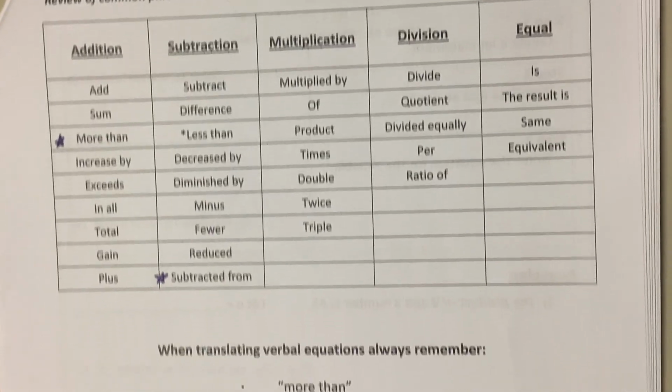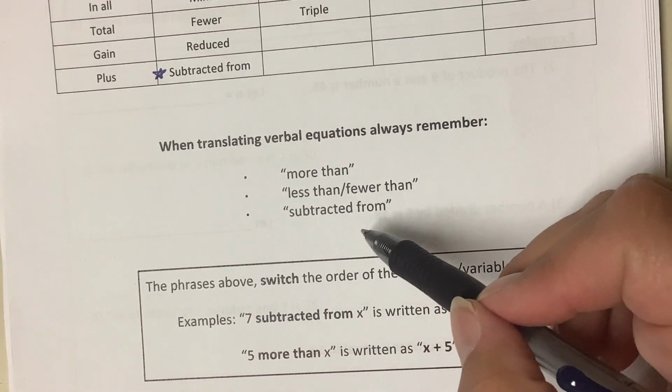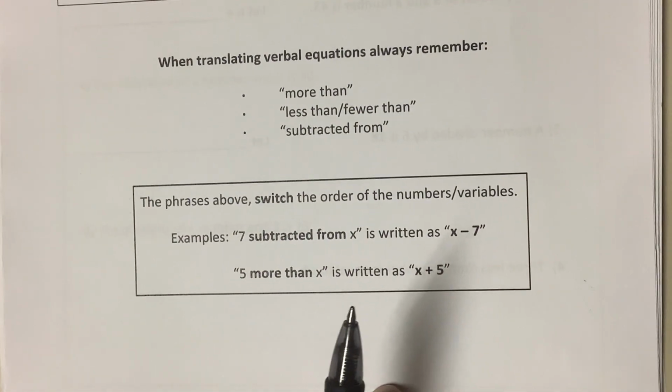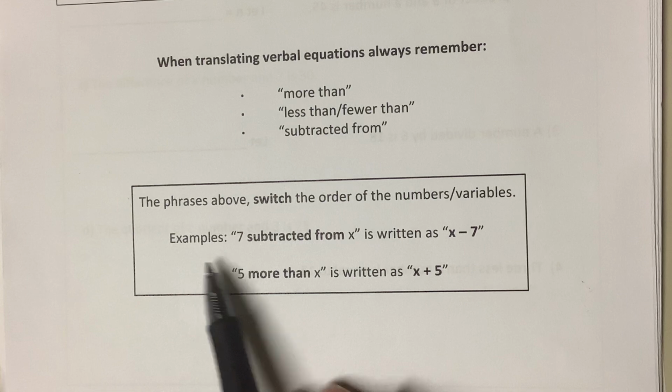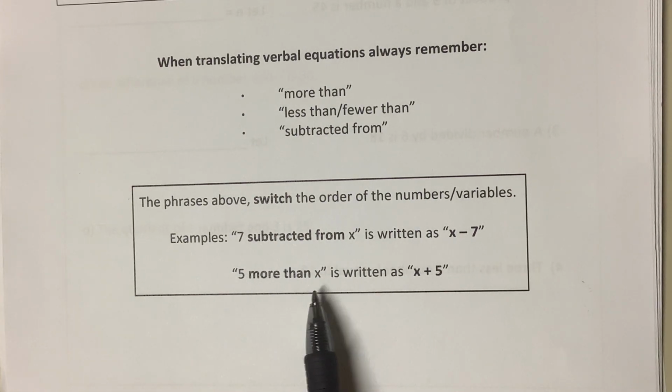All right. When translating, remember, more than, less than, fewer than, subtracted from, always reverses the order. So here's my examples. 7 subtracted from x is x minus 7. 5 more than x, x plus 5. Be careful.